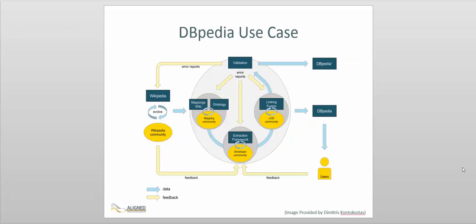The Interlink validation tool fits into the DBpedia use case by providing validation of the interlinks that are to be published as part of a dataset release. So this image displays the workflow of the DBpedia dataset release. Interlink validation occurs in the validation process of this workflow.